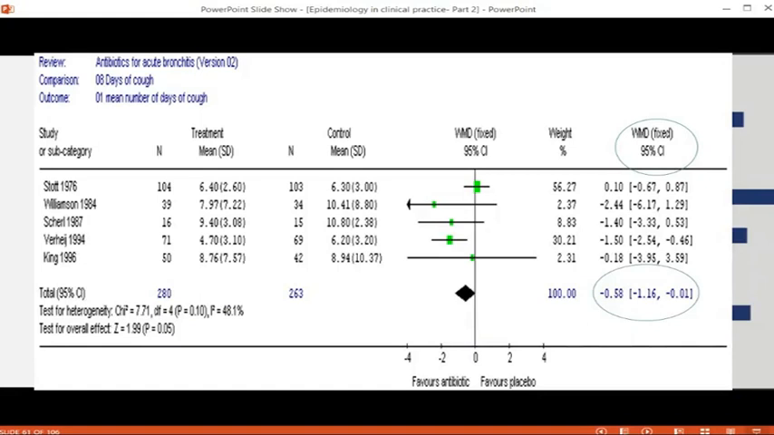Now the problem is, how do you interpret a mean difference of minus 0.58? Because here the outcome is number of days of cough, minus 0.58 means less than 1 day, but half a day less. So the problem whenever you look at continuous data is to make a decision, is it really clinically important? So you might need to find from other sources whether half a day of cough is important for patients. Probably not.